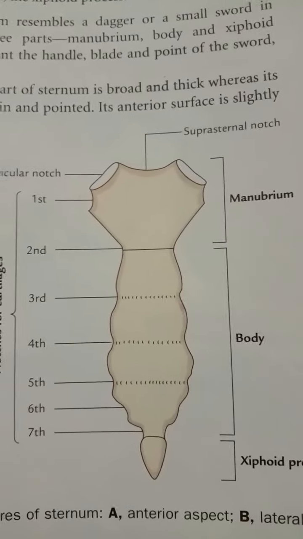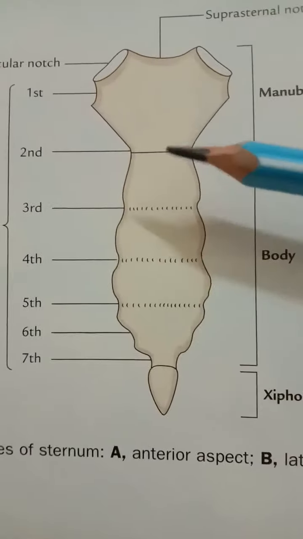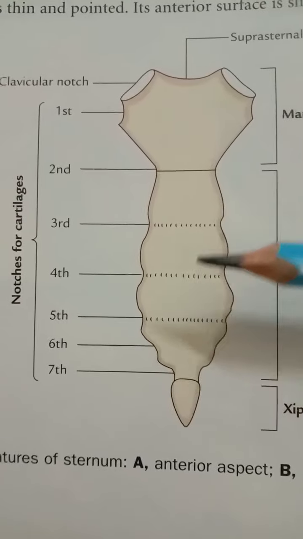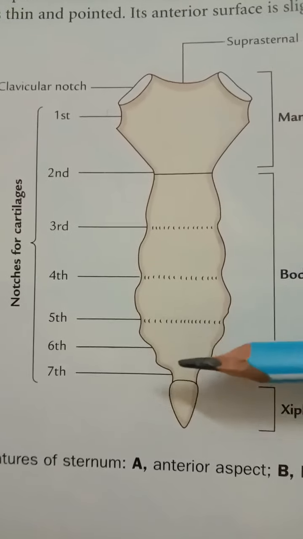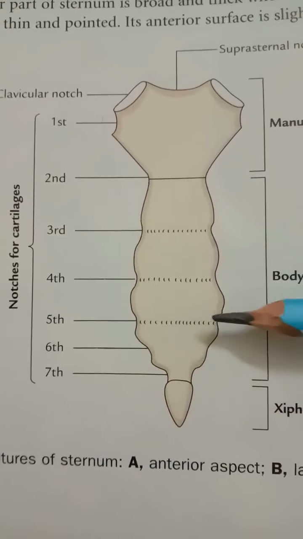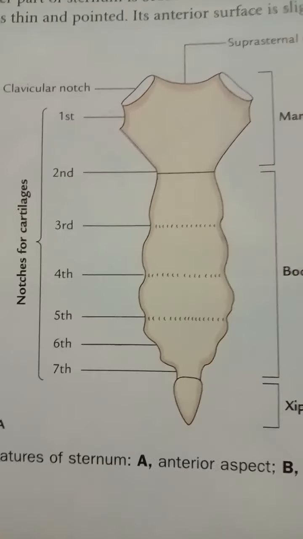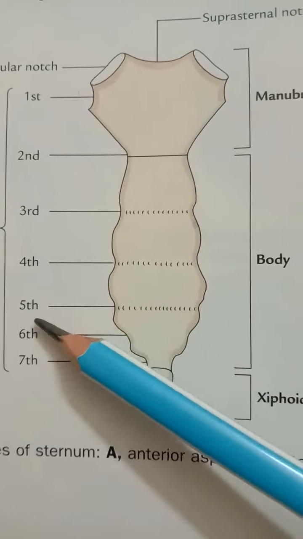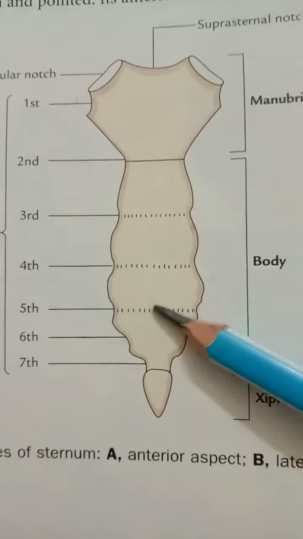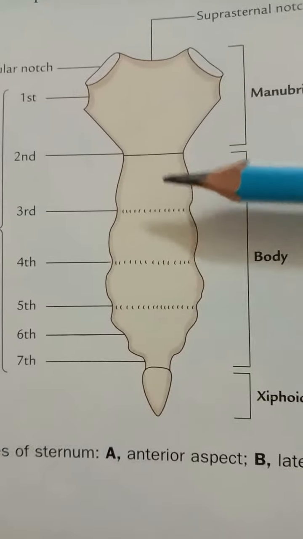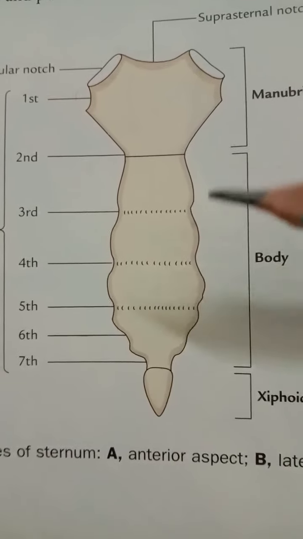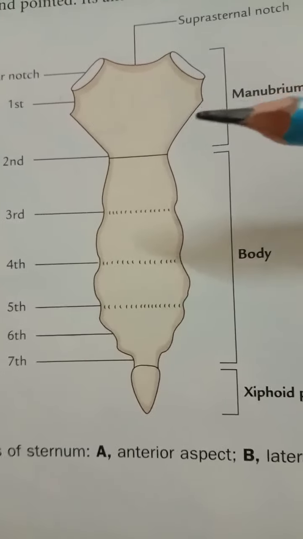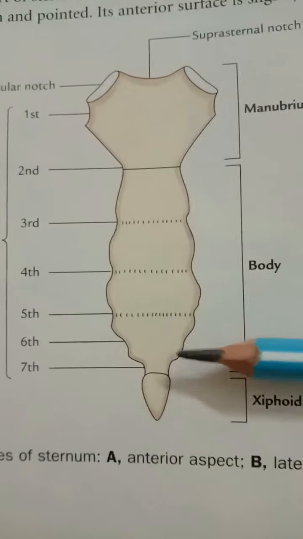Then let's see the body of the sternum. The body is longer, narrower and thinner than the manubrium, and it is widest close to its lower end. The widest part is where the fifth costal cartilage is attached. It has two surfaces, the anterior surface and, opposite to it, the posterior surface, and two ends, the upper end and the lower end.